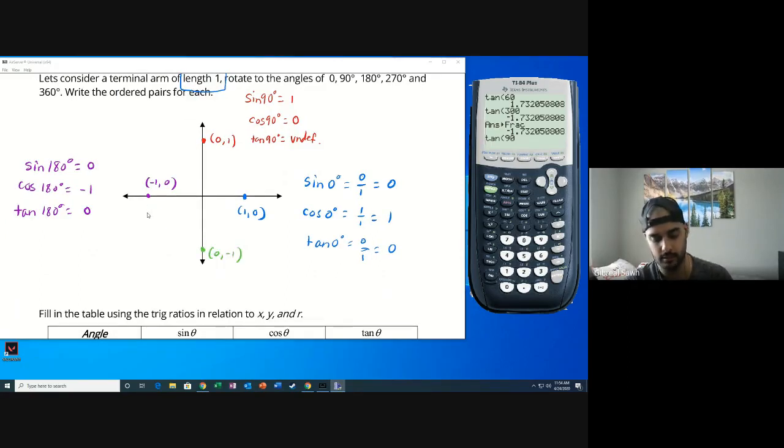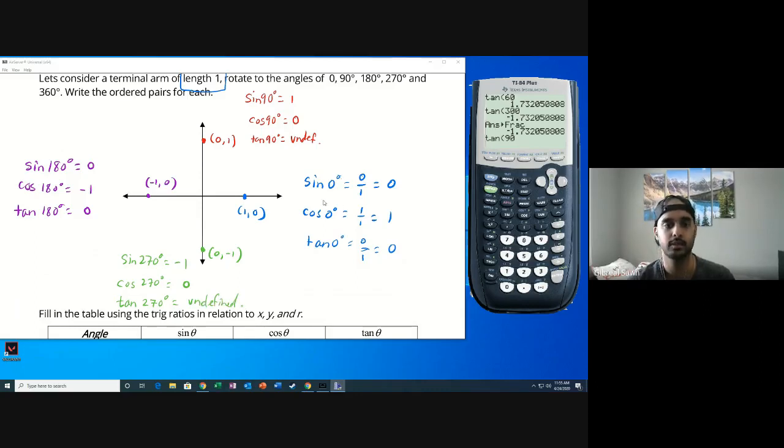And lastly, 0, -1. It's the last situation. So sine of 270 degrees is going to be equal to -1, because I'm going to do -1 divided by my hypotenuse length of 1, so -1 over 1, -1. Cosine 270, x over hypotenuse, that'll be 0. Tangent, I think you can guess what's going to happen already. That one's undefined.